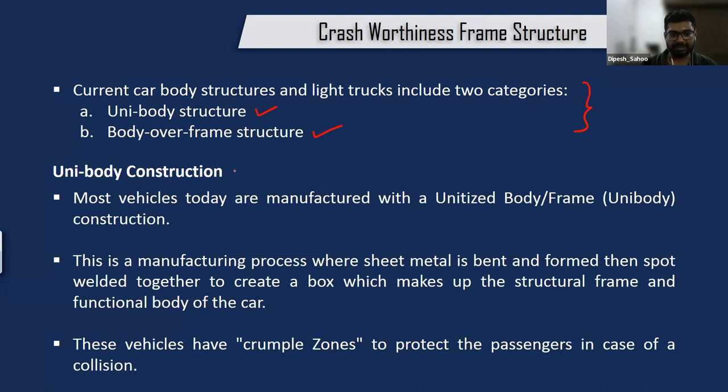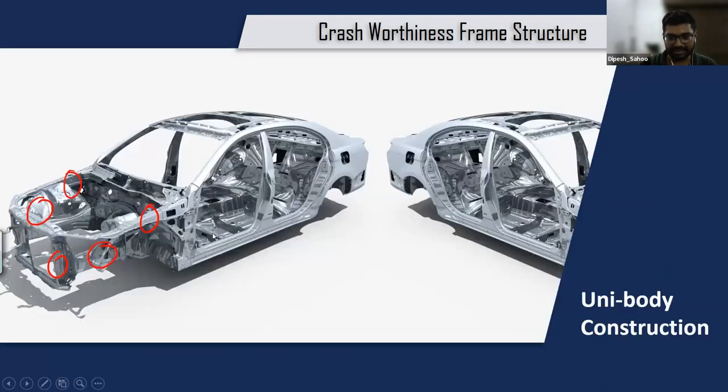What is a unibody structure? Most vehicles today are manufactured with unitized body frame, known as unibody construction. Generally, our BIW, body in white, you can say this is a unibody. There are sheet metal features, and there we use spot welding in order to combine these structures. It is a unibody structure.